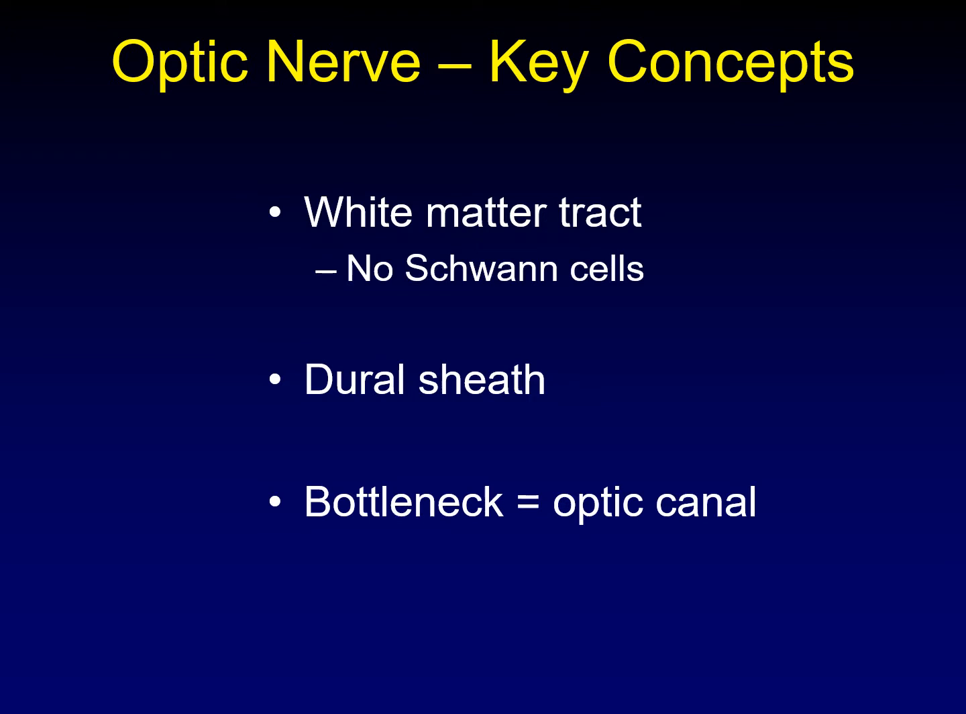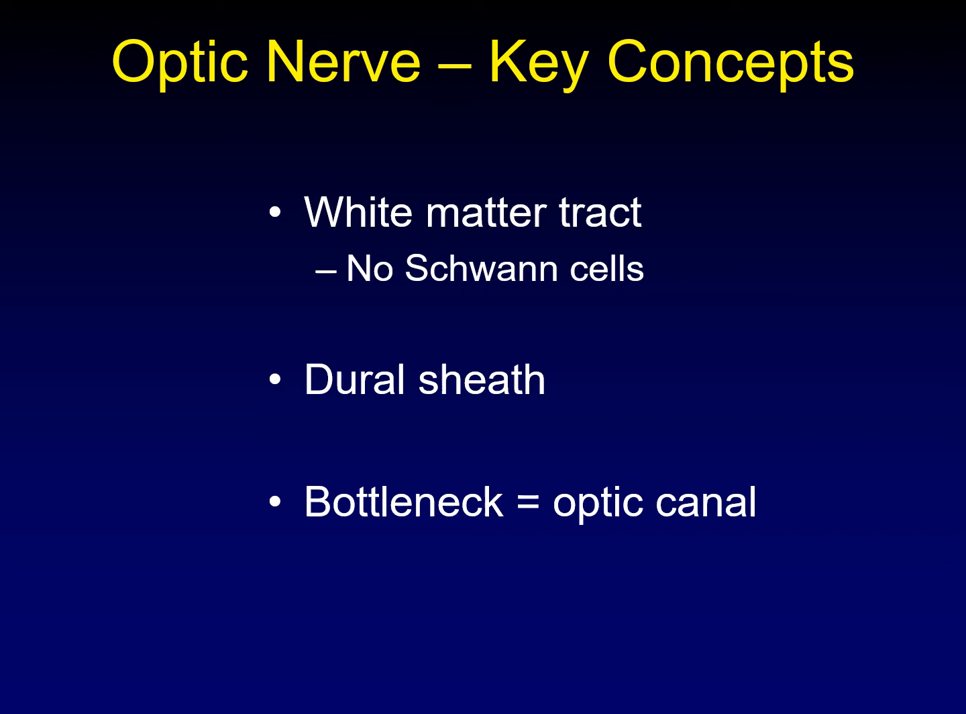Some key concepts to remember about the optic nerve. First of all, it's not a peripheral nerve at all. It is an extension of the brain's white matter, a white matter tract that extends outside the brain. It has no Schwann cells. Its myelin is supplied by oligodendrocytes instead of Schwann cells, as would be the case in a peripheral nerve. Remember that the optic nerve is surrounded by a dural sheath that protects it from the surrounding fat or bone, and that there is CSF around the nerve, between the nerve and the dural sheath.